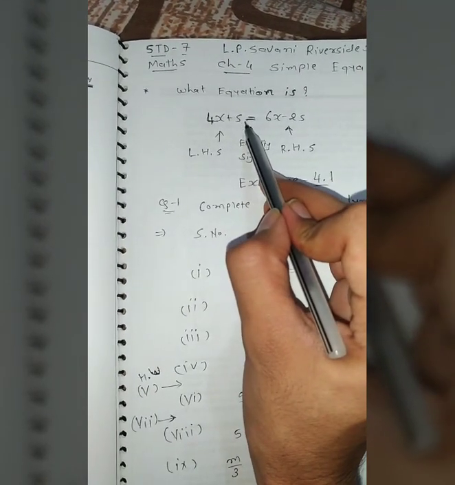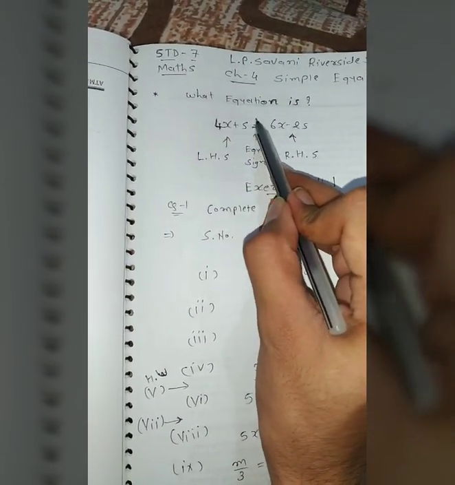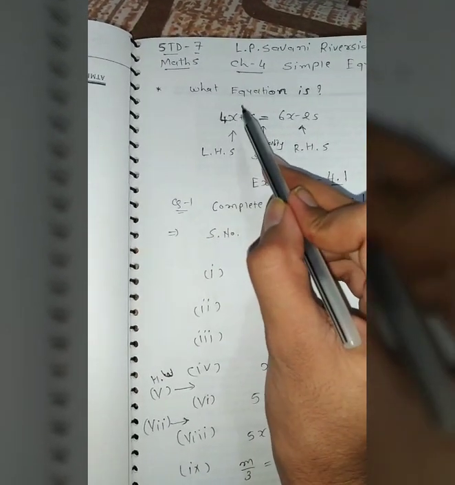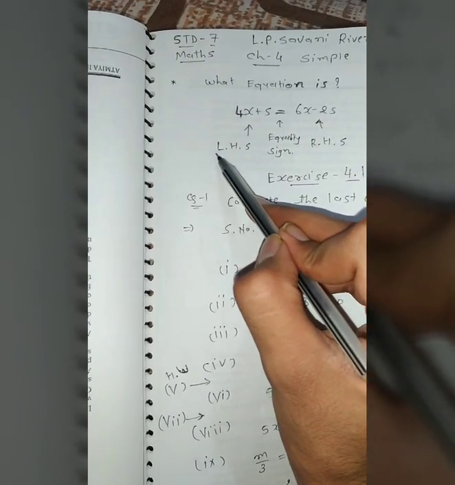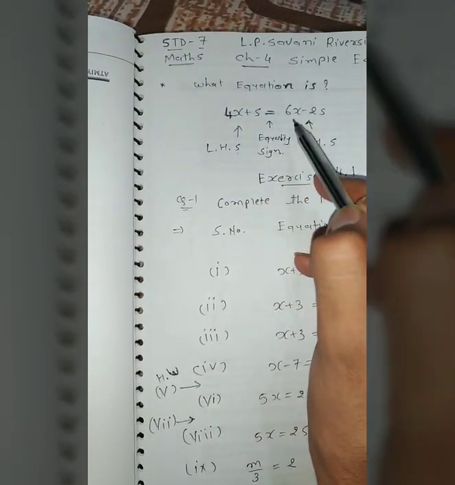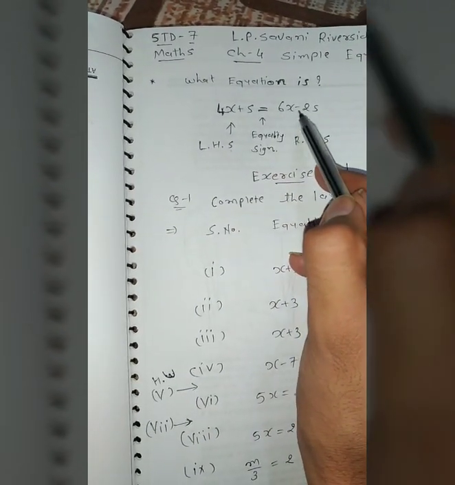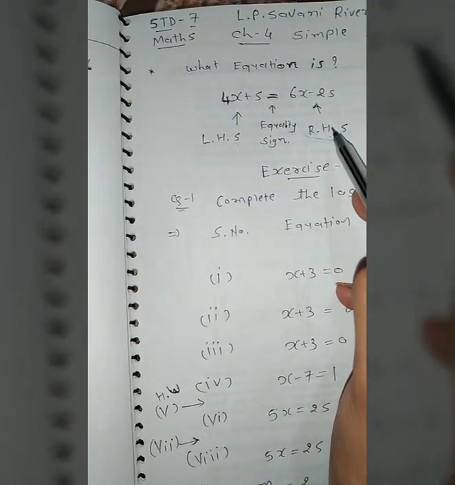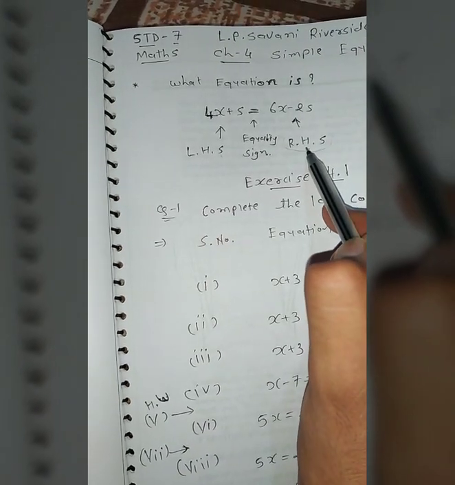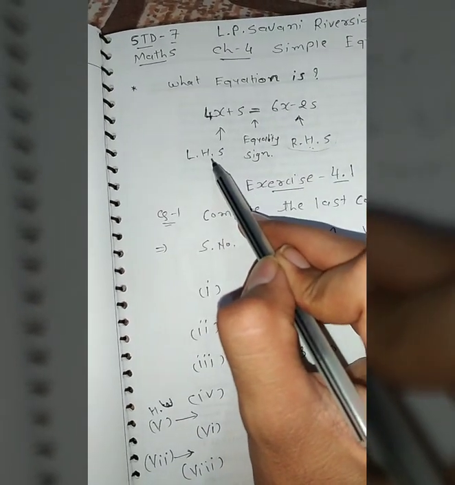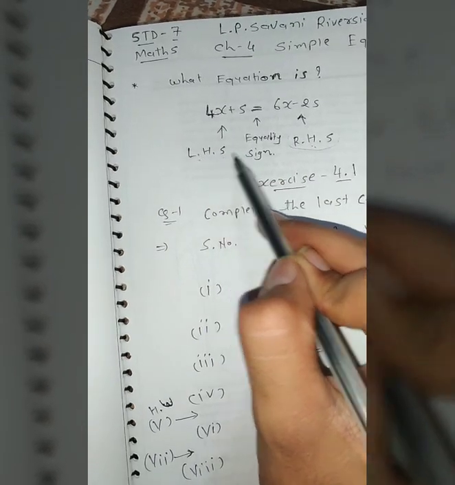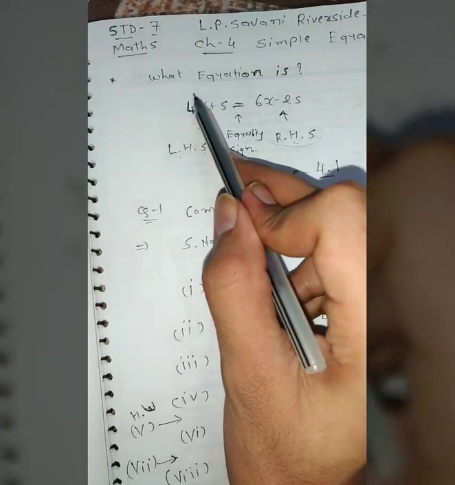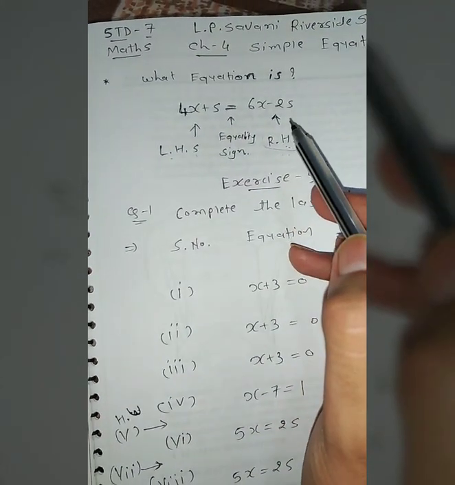Here I use the equality sign. The equality sign suggests that this is the left hand side, and 6x minus 25 is the right hand side, and the left hand side and right hand side are both equal. So this type of condition is known as an equation.